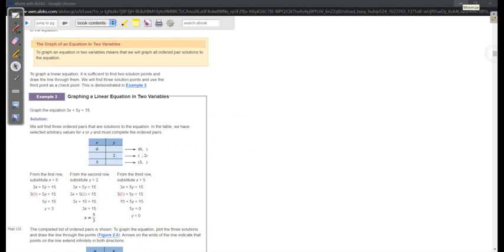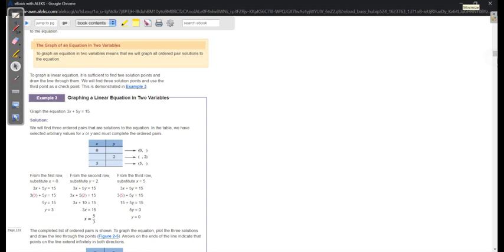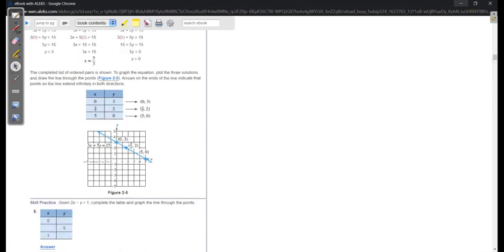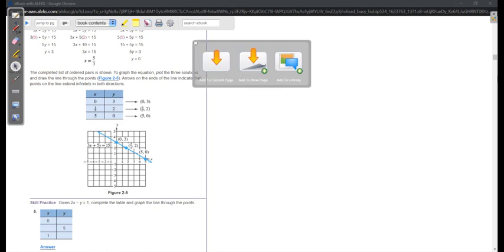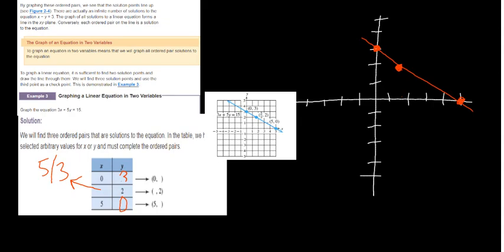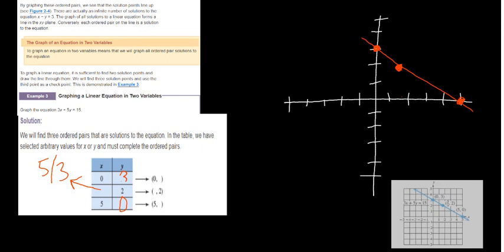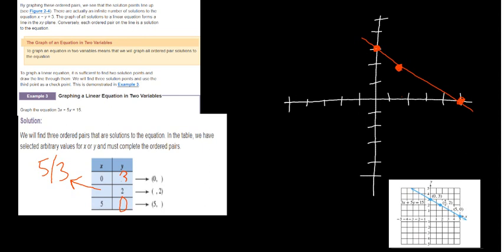But instead, let me show you what the nice, pretty graph looks like. Right, we did it correctly. There were just some parts of my rectangular coordinate system that don't seem straight-ish. But we did do it correctly, and that is how you graph a linear equation in 2 variables.